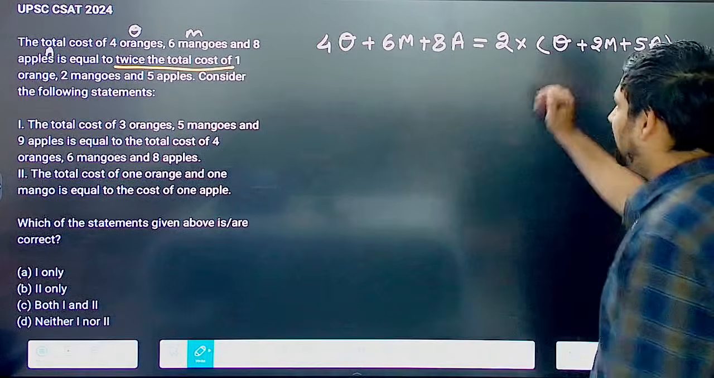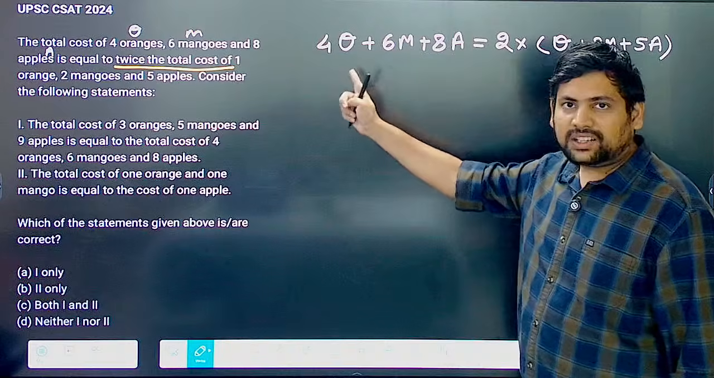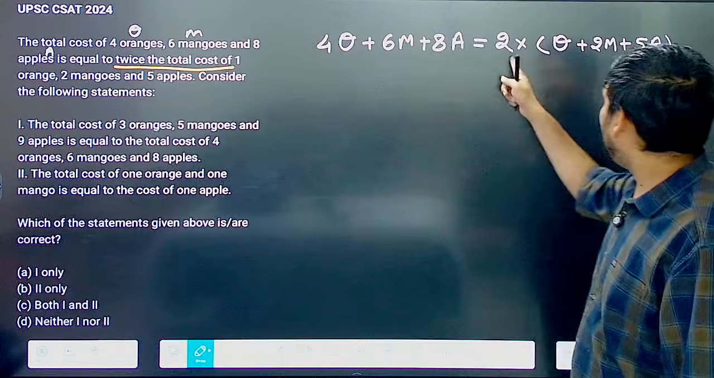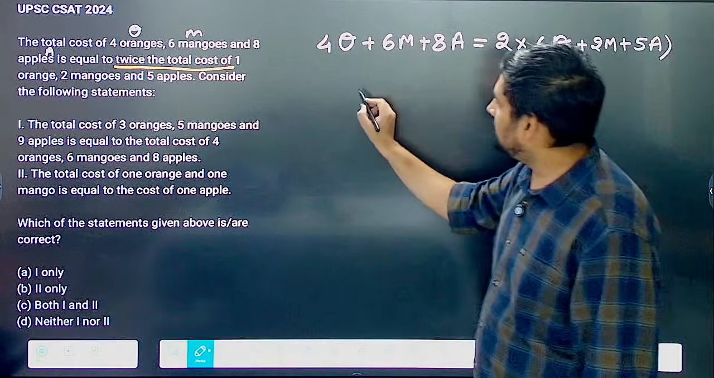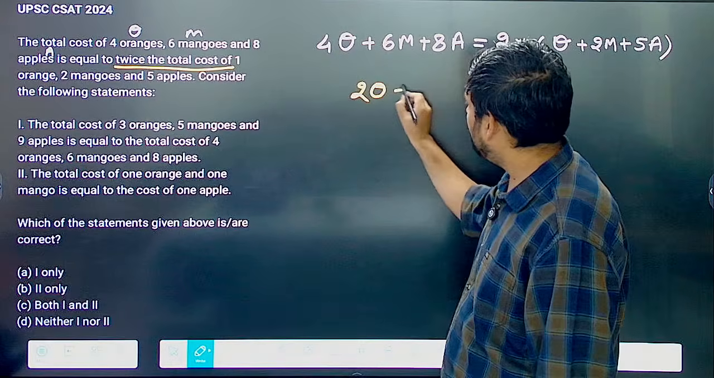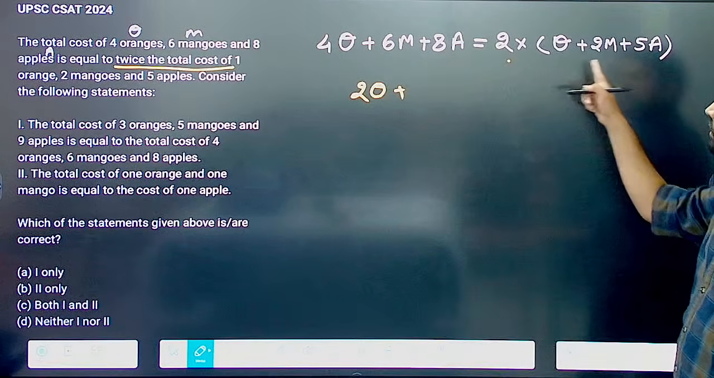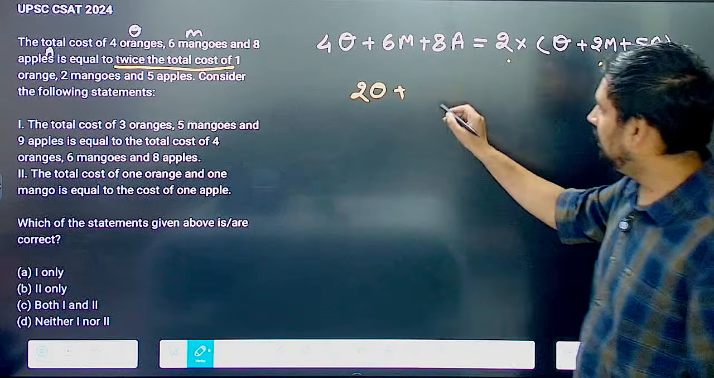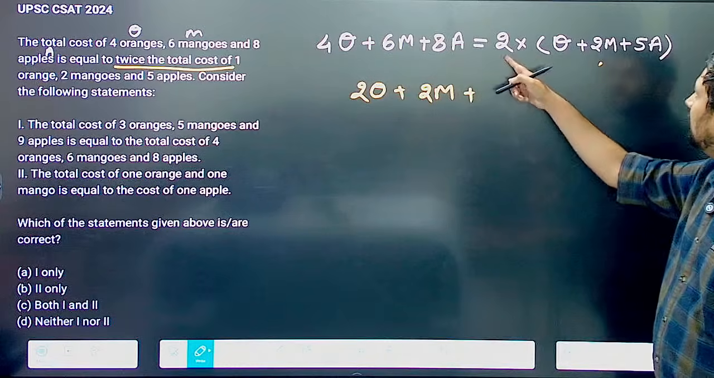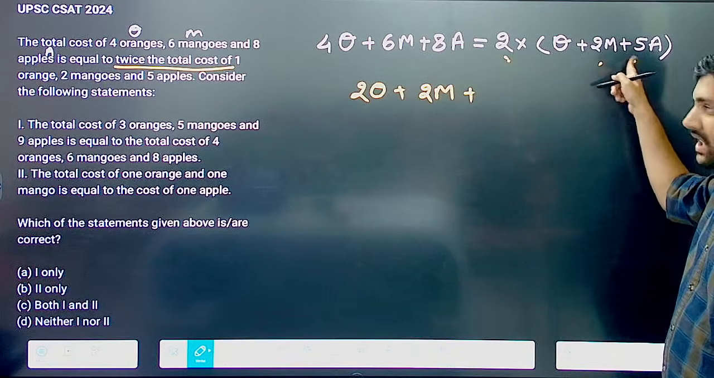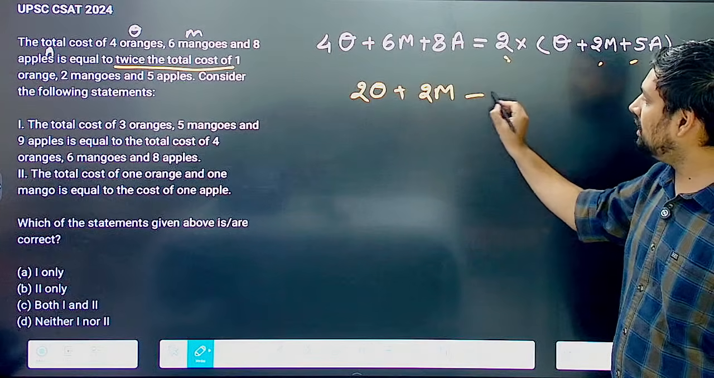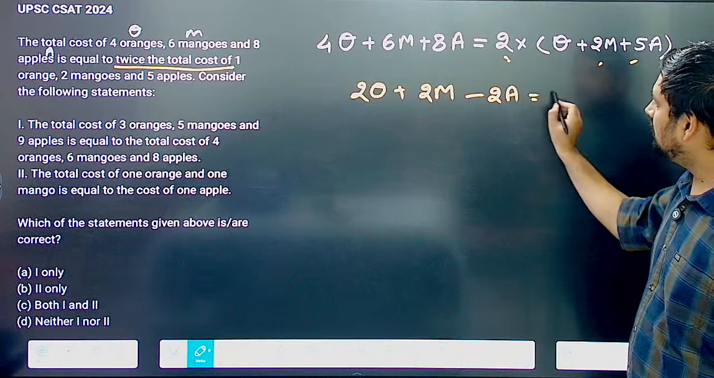So what you do? You simplify this. How you simplify this? So collect O's. This is O. So 4O and 2O. This becomes 4O minus 2O is 2O. Then plus 6m, 2 into 2 is 4, so 6 minus 4 is 2m. Then let's send A also. So 8A, this is 2 into 5, that is 10A. So 8A minus 10A is minus 2A. This is equal to 0.